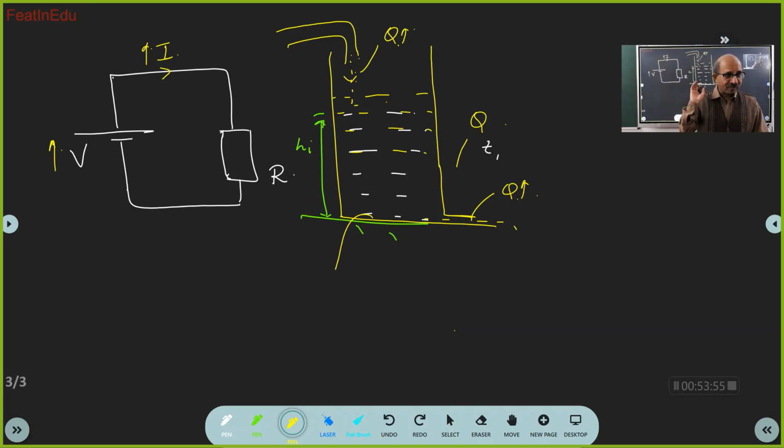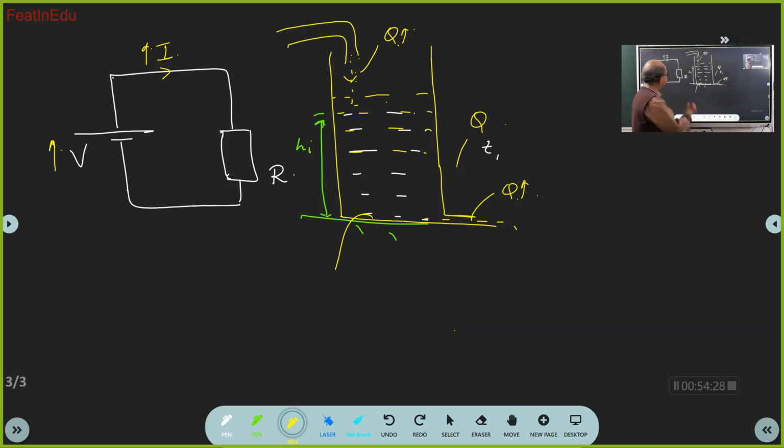Right? So I told you in one of the slides, if the demand for current is more, then the amount of chemical reaction in the battery will also increase. Right? The same situation. Is it clear to you? Now here, keeping this height constant, if I increase the size of this pipe, the amount of discharge will also increase. Got it now? Amount of discharge will also increase.